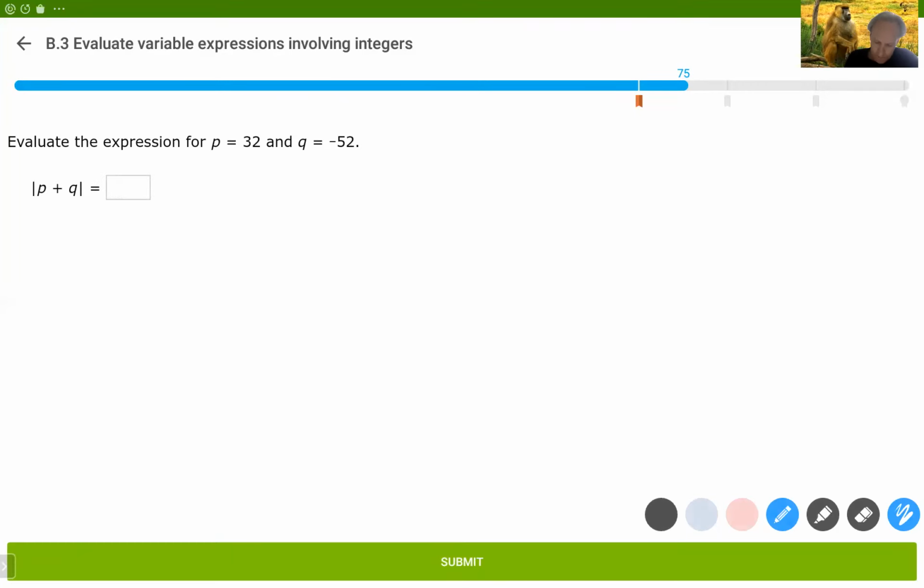Oh, absolute value, nice. Absolute value of p, which is 32, plus negative 52. I normally put parentheses around these, but we've already got the absolute values, which kind of behave like parentheses. You do have to do what's inside first, which means to get the sum of these two, which is negative 20. Remember that the negative 52 is 20 larger than the positive 32. So I like to think of this as who wins. The negatives win by 20. And the absolute value of negative 20 is positive 20.